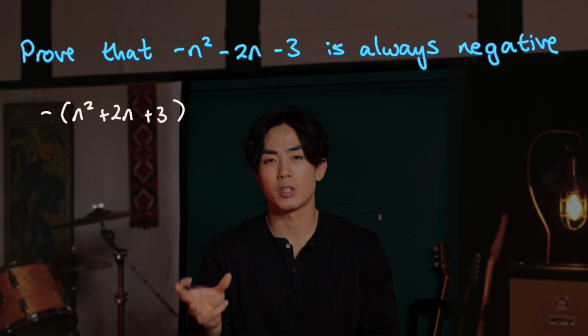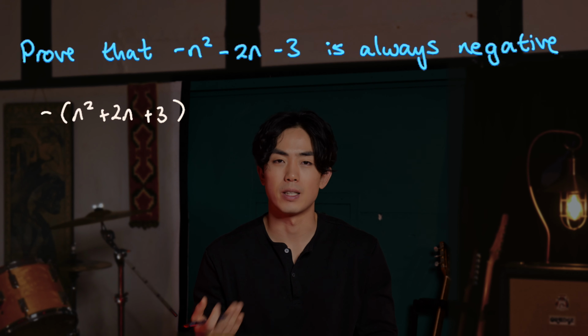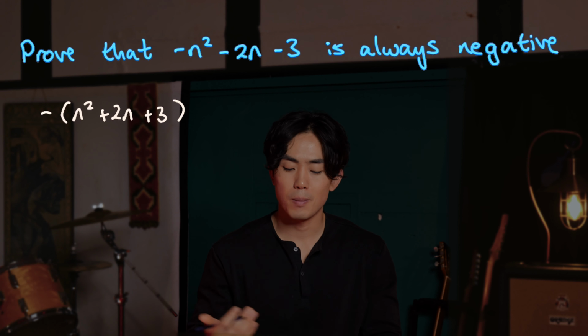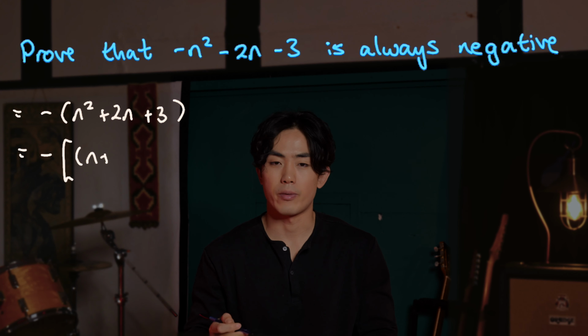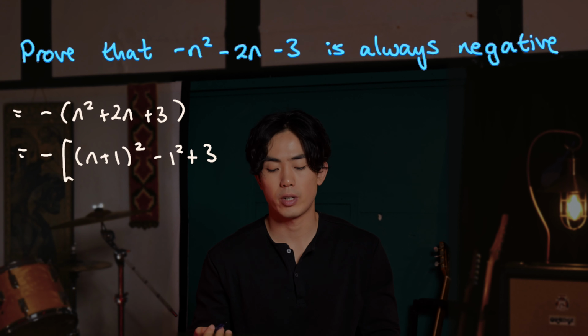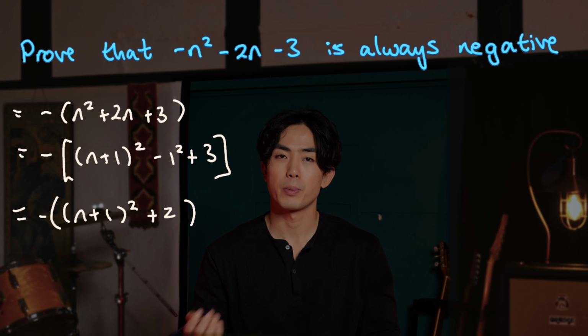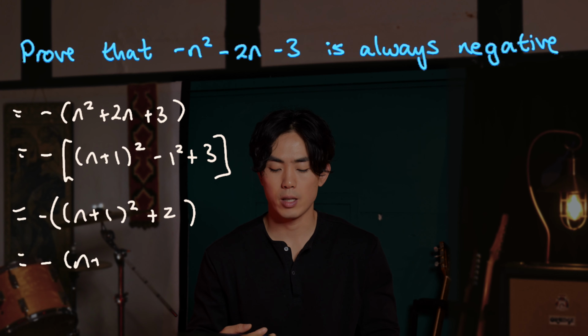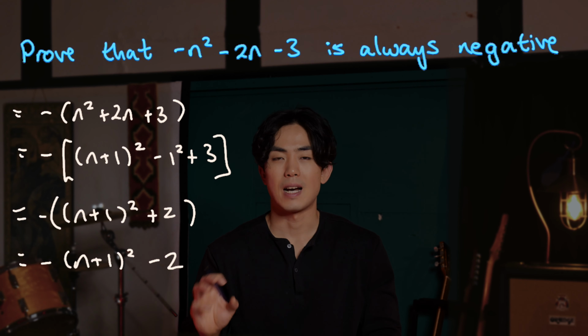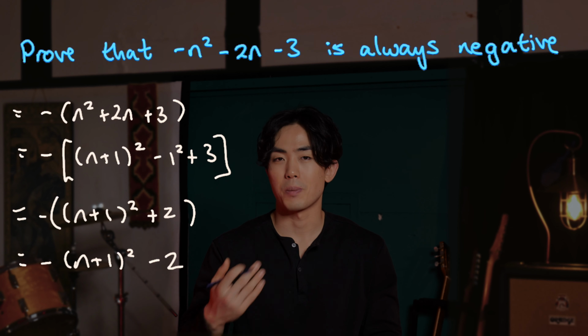Now this middle, the term in the bracket, what I can do next is complete the square. You'll see why. When I complete the square, I get minus, and then we have n plus 1 squared minus 1 squared plus 3, which will reduce to minus n plus 1 squared plus 2. Now if I multiply out the bracket, I get minus n plus 1 squared minus 2. Now we can state that this is always going to be a negative term.